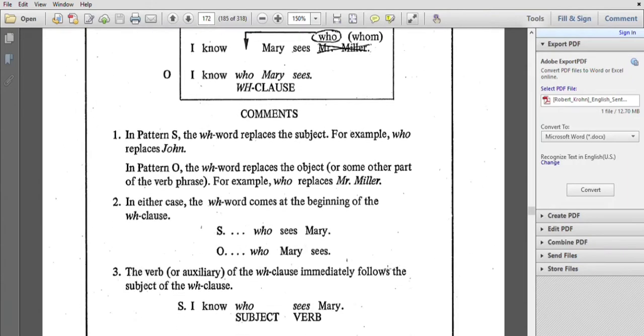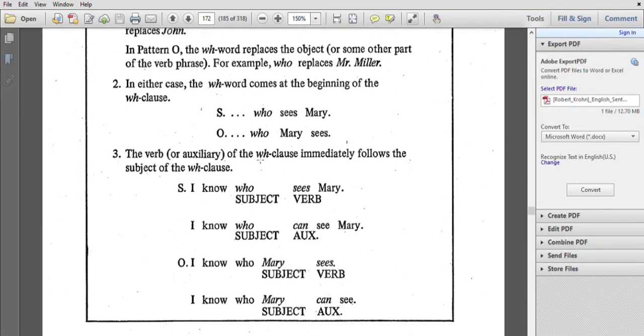In addition, the verb or auxiliary of the WH clause immediately follows the subject of the WH clause. So, for example, there is a sentence, "I know who sees Mary." Who is the subject and sees is the verb. If there is an auxiliary, it will be put after the subject. So the sentence will be, "I know who can see Mary."